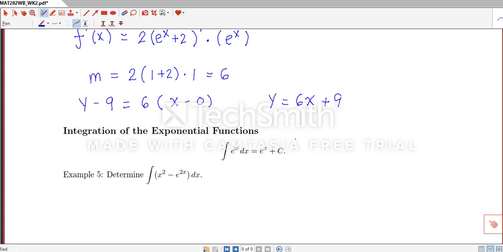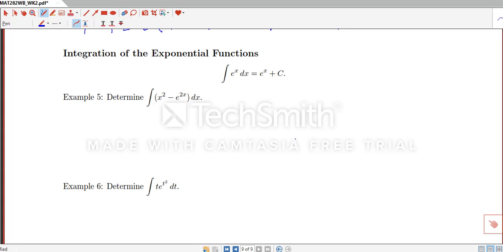Next, integration of the exponential function. Based on the derivative of e to the x, we can conclude that the integral of e to the x dx equals e to the x plus the constant c. Now let's use that formula to calculate the indefinite integral in example number 5.